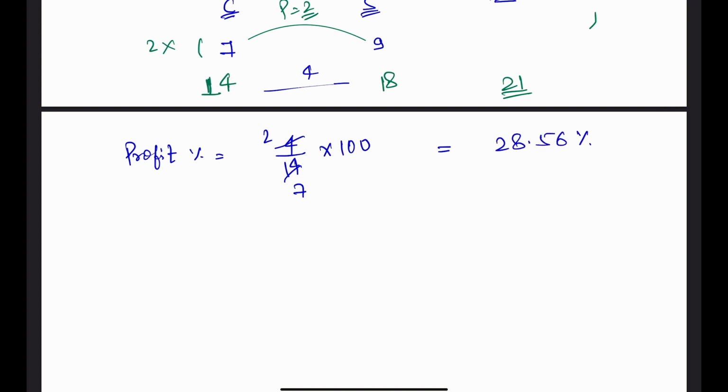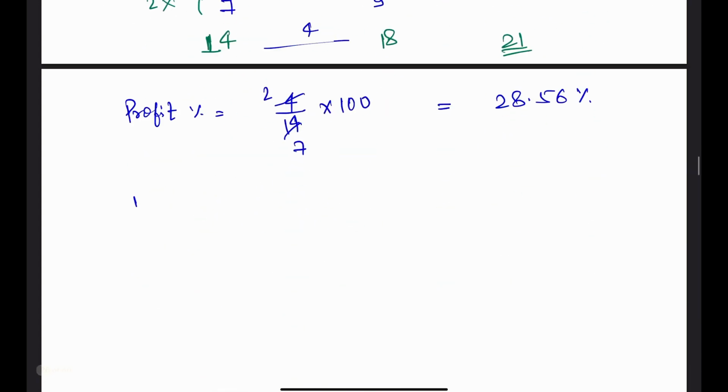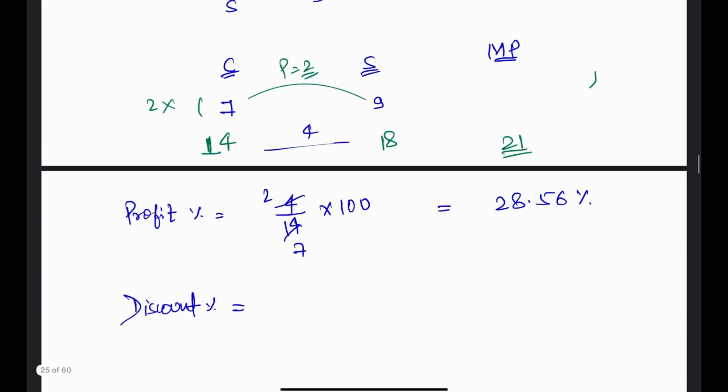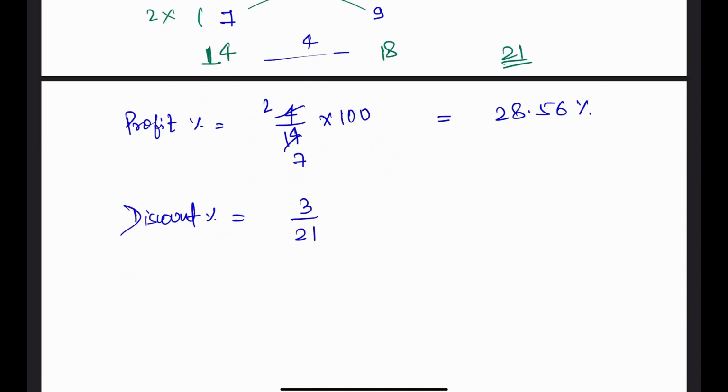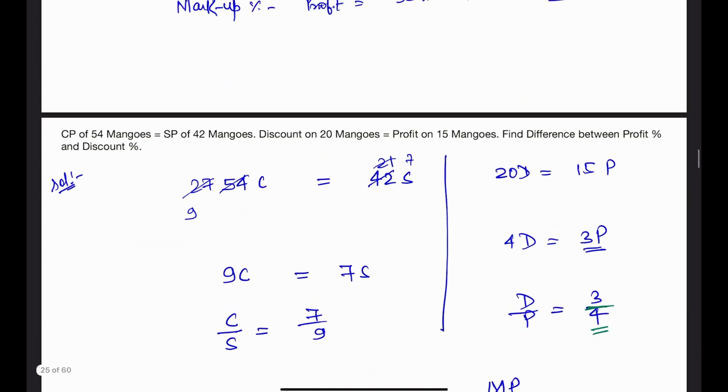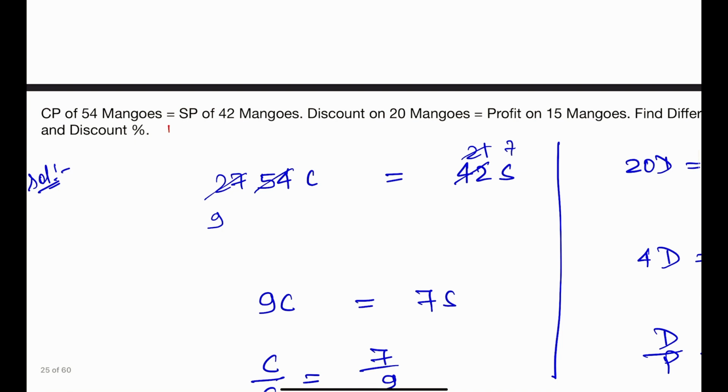And what is the next thing? Discount, right? Discount percentage will be how much? Discount is given as 3. The discount is given as 3 on 21 into 100. So this is 1 by 7, 14.28. So the difference is 14.28% for this question. So the discount will be 14.28%.